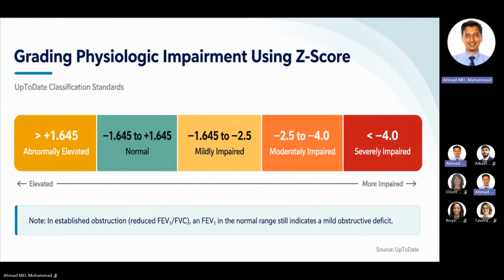So anything, as I said earlier, between minus 1.645 and plus 1.645 on the Z-score, which takes into account the age, the sex, the height, and the ethnicity of the person, is normal. Mild impairment is between minus 1.645 and minus 2.5. Minus 2.5 to minus 4 is moderately impaired, and less than minus 4 is severely impaired.